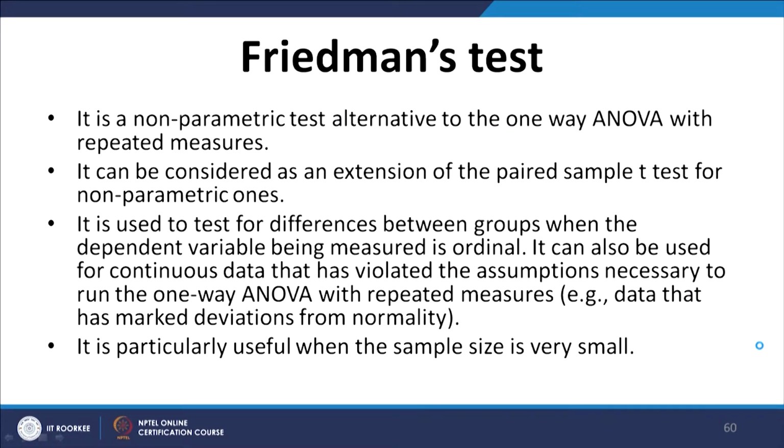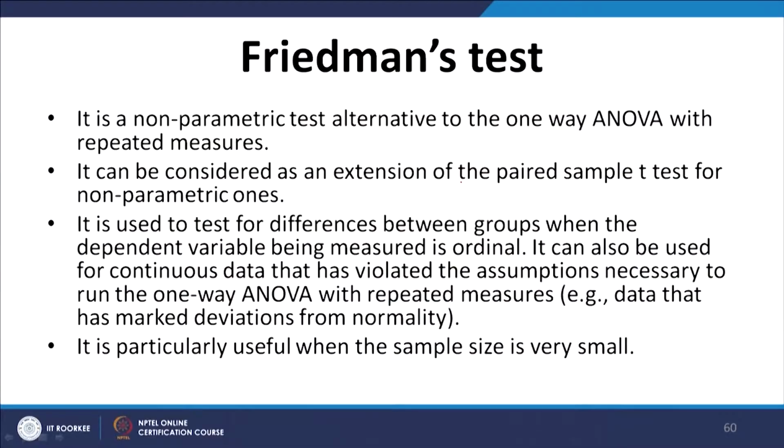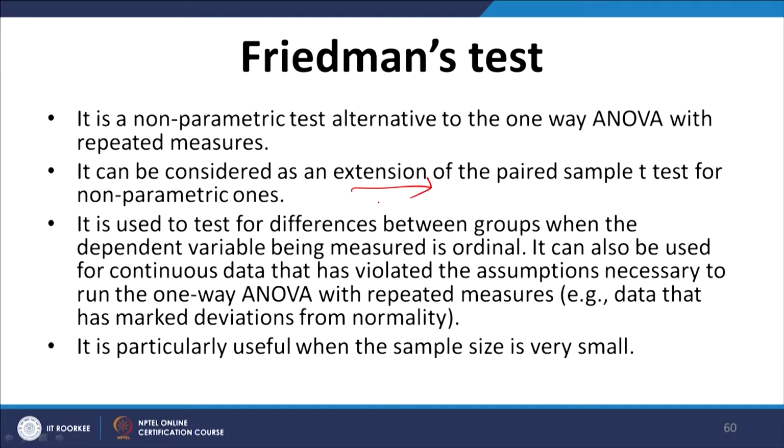So, let us see what it is saying. It is a non-parametric test alternative to the one way ANOVA with repeated measures, that is what I said just now. The same sample is getting repeated. It can be considered as an extension of the paired sample t test. In the paired sample t test, the same sample respondents were being checked 2 times, maybe once before and once after, but here it is an extension of that, that means maybe not 2 times, but 3 times, 4 times or more than that.